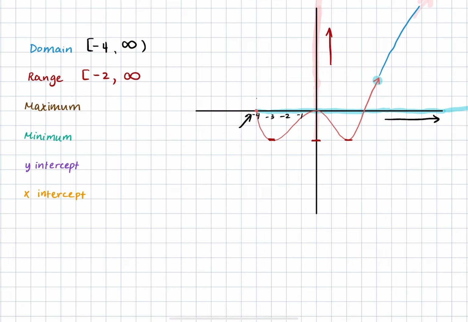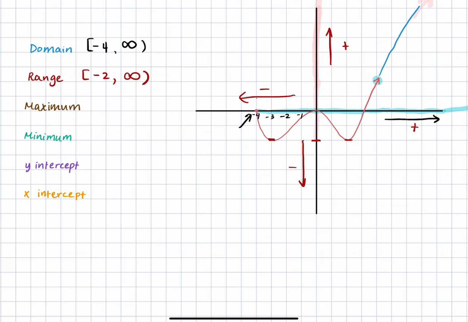It's positive. So remember, when you're going up, it's positive. When you're going right, it is positive. When you're going left, that is negative. When you're going down, that is negative.